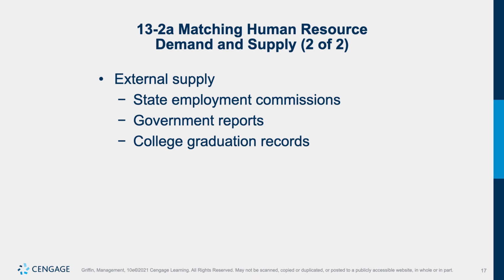Still on matching human resource demand and supply. Now, external supply is about the availability of employees in the labor market, like we said, and the considerations organizations would make with regards to that would be looking at state employment commissions data, government reports, and college graduation records, like how many students have been churned out of the universities or colleges, to know how much supply of human resources there will be in the labor market, given the number of students graduating from higher institutions.